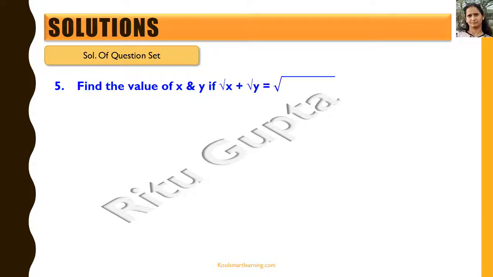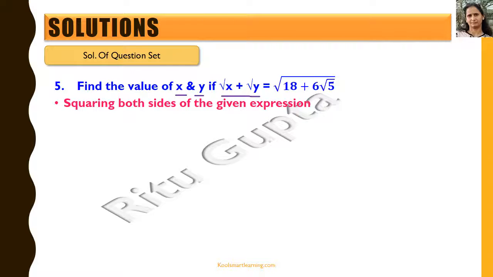So let's look at the fifth question. We need to find out the values of x and y if the value of root x plus root y is given to be square root of whole 18 plus 6 root 5. So we are provided with this expression. So we first square the given expression. On the left hand side we get x plus y plus 2 root xy, and on the right hand side we get 18 plus 6 root 5.